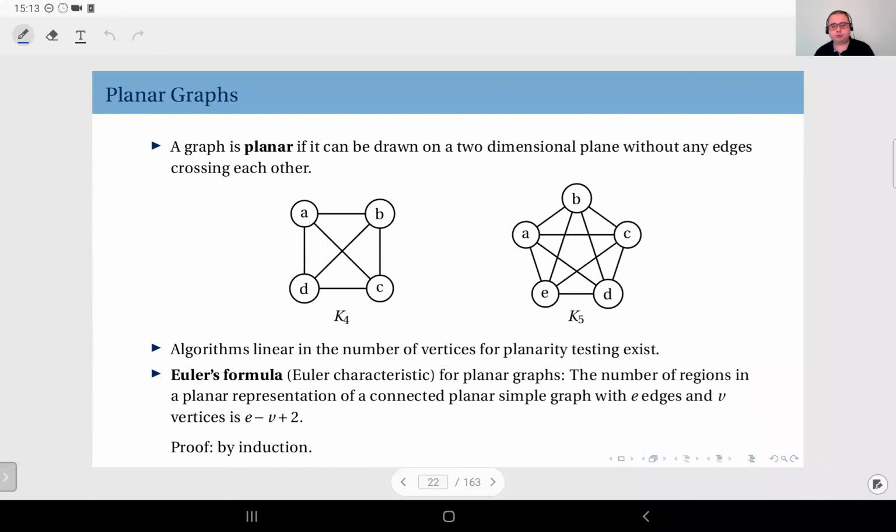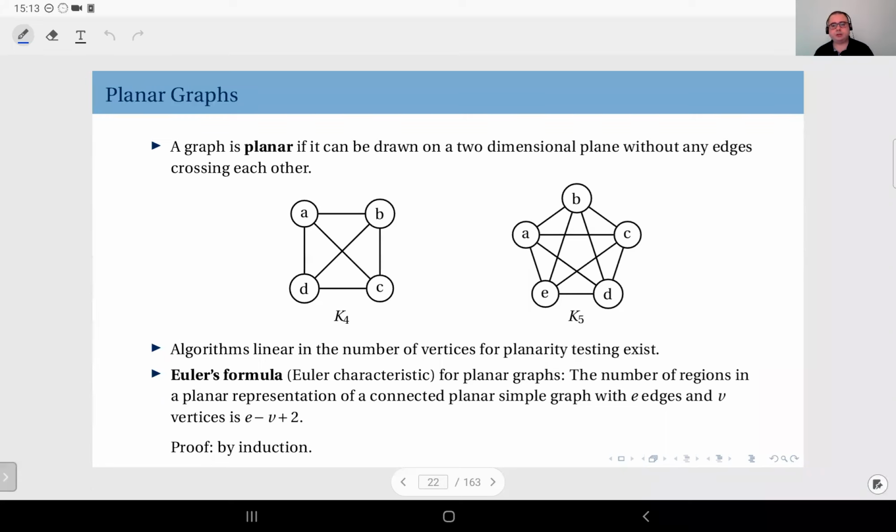Next, we are going to talk about planar graphs. And as the name implies, a graph is called planar if it can be drawn onto a two-dimensional plane without any edges crossing each other. Now look at these examples.